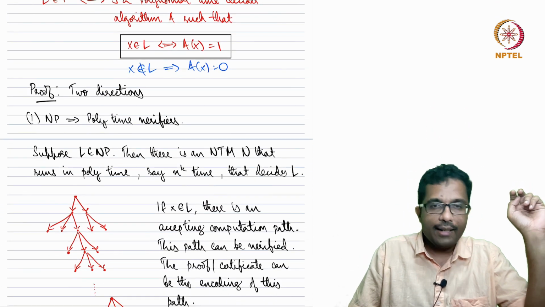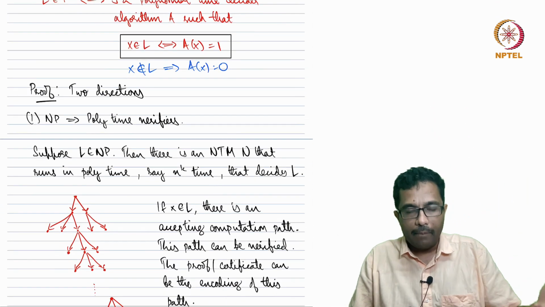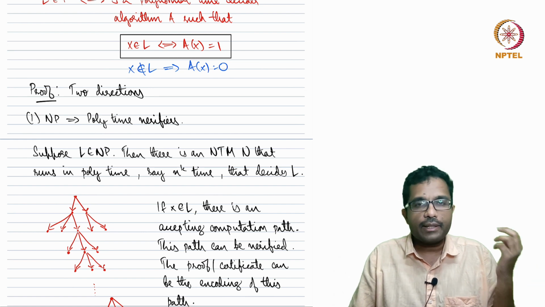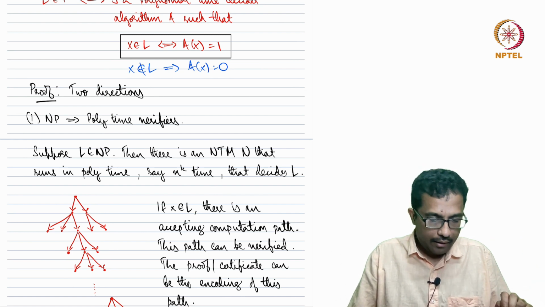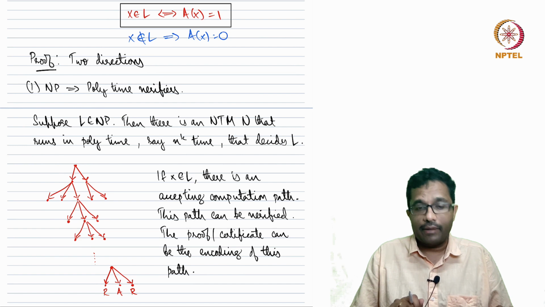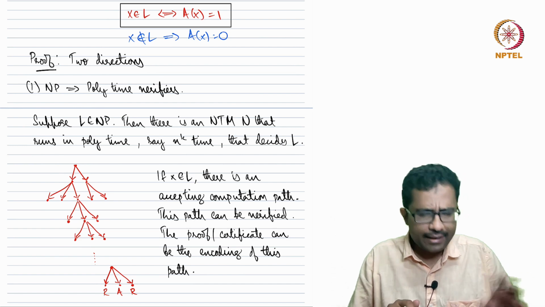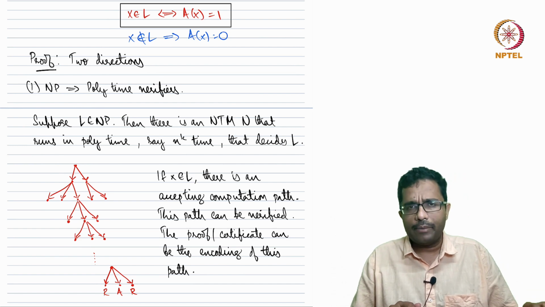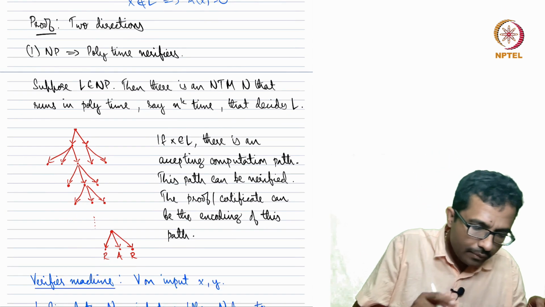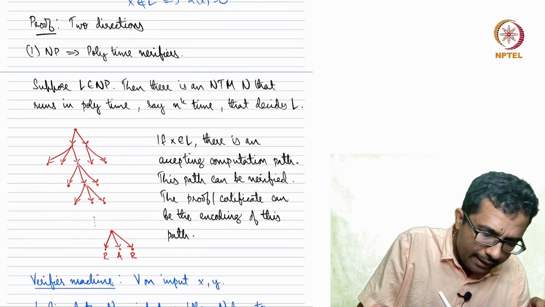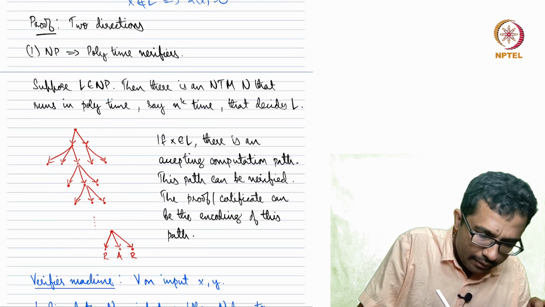Suppose L is in NP, meaning L has a non-deterministic polynomial time decider. Now we will show that it has a polynomial time verifier. Both directions of the proof are not that hard; both of them are fairly straightforward. So suppose L is in NP.